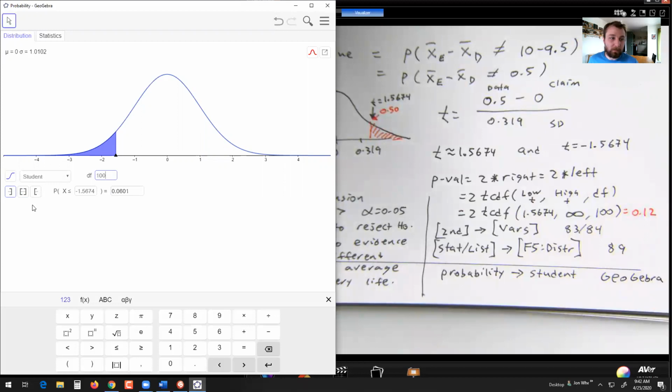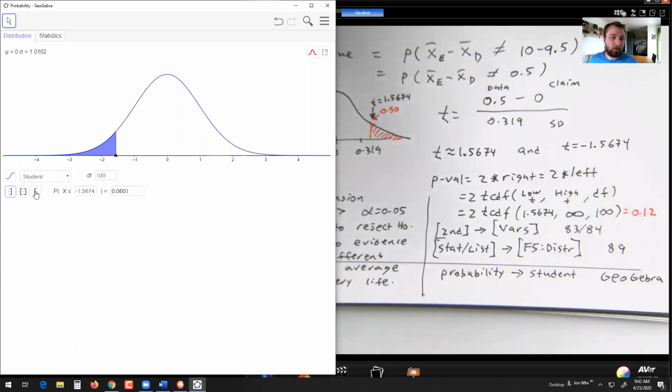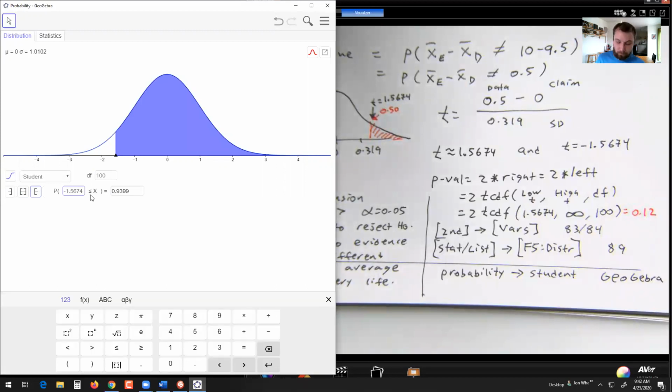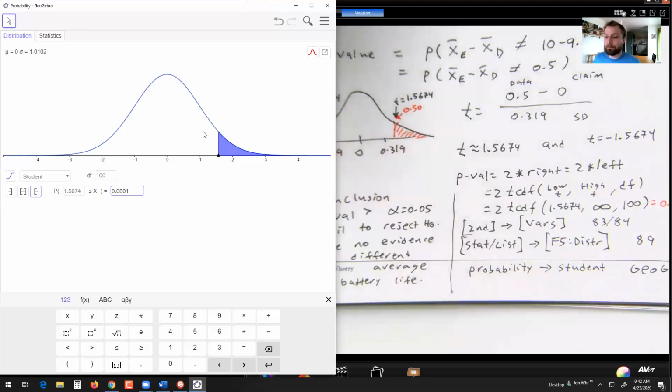I could have done the right side. Let me show you the right side. So I'm going to click this button to shade it to the right. My t-score on the right side was a positive. That's giving me exactly that same value of 6% for both the left tail and the right tail. 6% plus 6% is giving me that 12%. That's why I'm multiplying it by 2. So in GeoGebra, I'm choosing probability, I'm choosing the student distribution, and then I'm choosing which tail I want to look up, the left or the right, and just base that off of what your picture is.